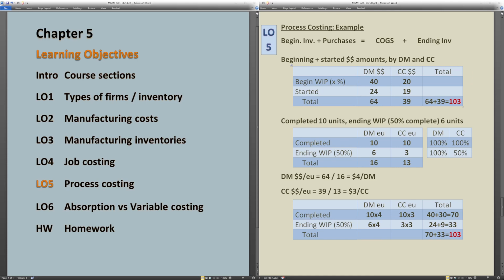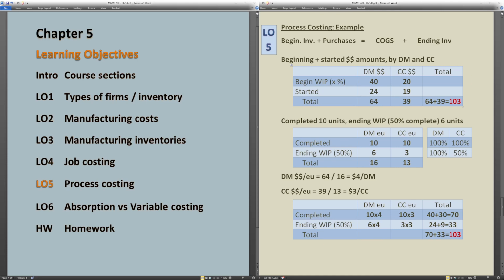So what do we do? Again, adding down. How many direct material units are there in the right side of the equation, in the completed and ending work in process? 16 units, or 16 equivalent units of DM. And same with CC, there are 13 units of CC. So we take the dollars that we know from above, the total dollars for direct materials was 64. We divide that by the 16 total units for direct materials, and we come up with a rate of $4 per direct material. And same with the CC. It ends up being 39 total dollars divided by 13 units of CC, or $3 per unit.